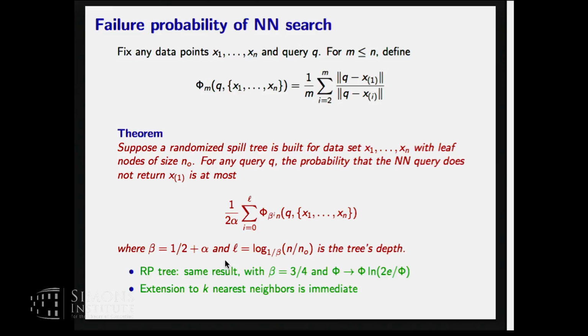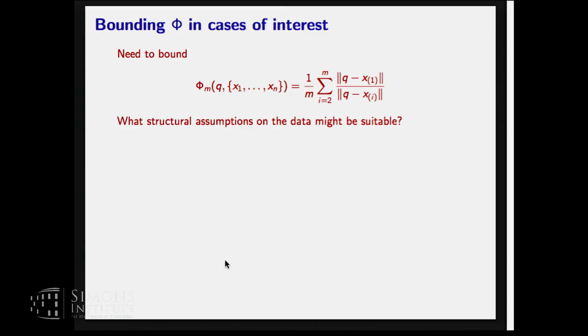So i equals 0 is the top level, then the second level. Okay? And we just write out the same term at each level, okay? So this is the thing we need to bound. This is the thing that controls really the performance of this data structure. And we need to bound this.